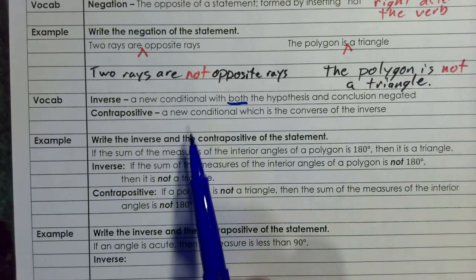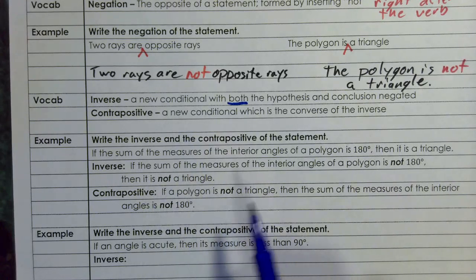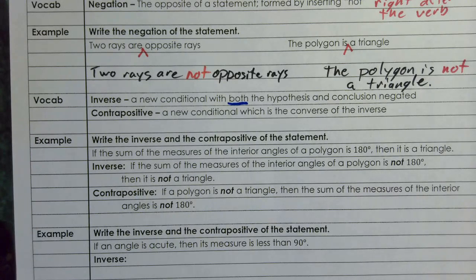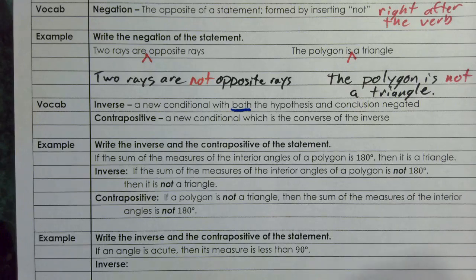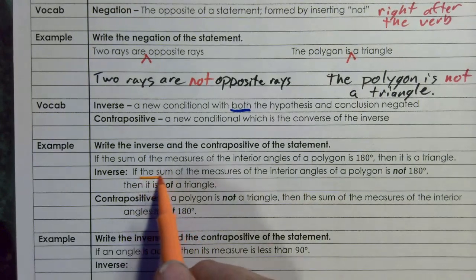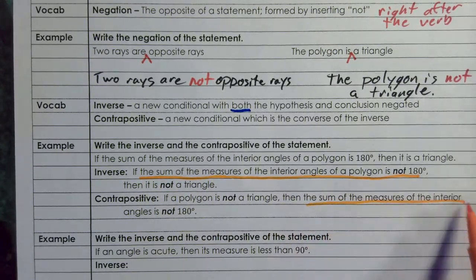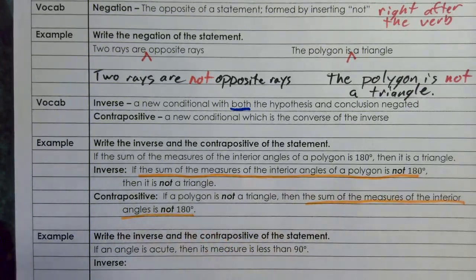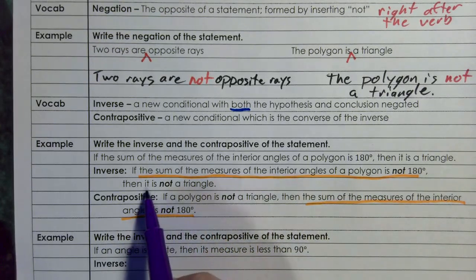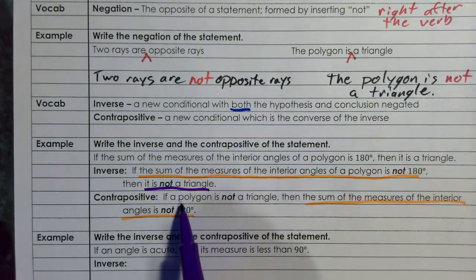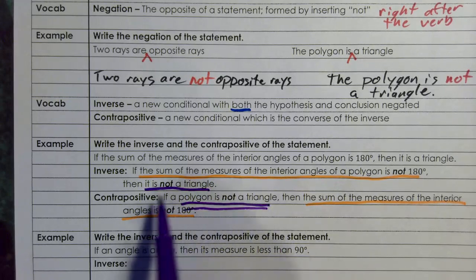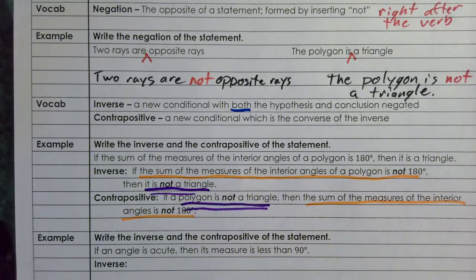A contrapositive takes the inverse and does the converse of the inverse. So we get the nots and we flip the order. The nots stick around, but the hypothesis and the conclusion swap places. So this thing goes to the end, and then the not a triangle jumps to the beginning. So not a triangle, not a triangle. So the hypothesis and the conclusion are jumping around.